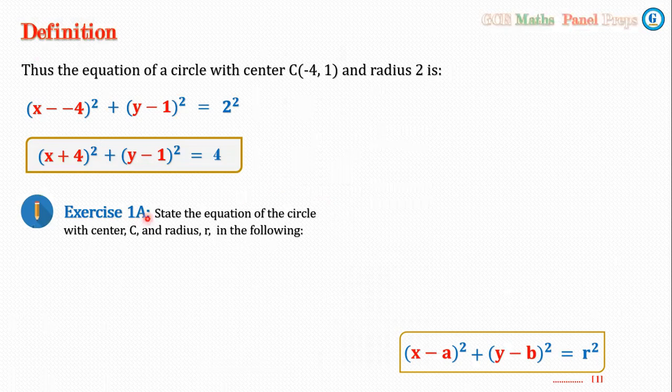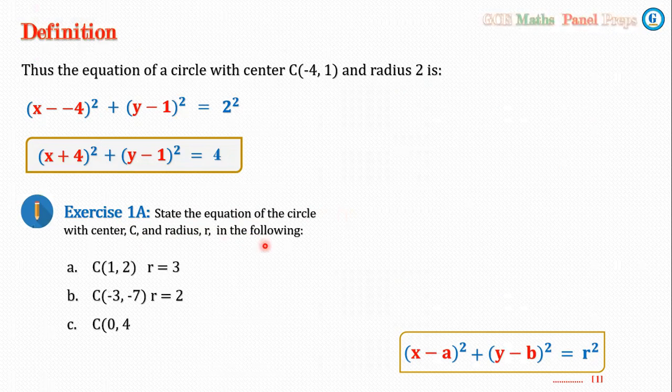So the first exercise here is to state the equation of the circle with center and radius C and r respectively in the following cases. So we have these 4 cases. You can easily state the equations of the circle with center and radius given for each of them.